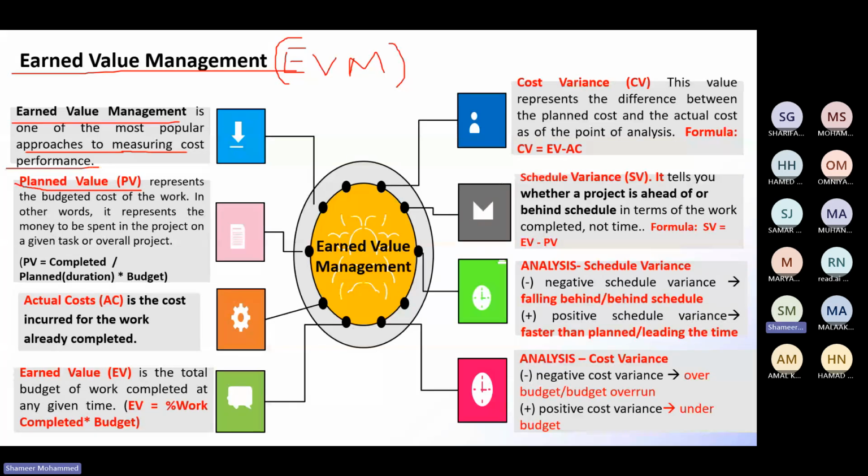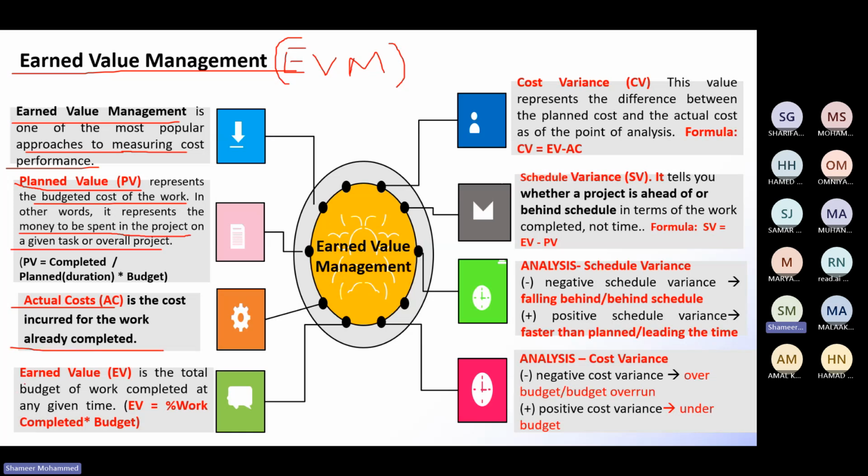Okay. So first one is called planned value. What it is, it represents the budgeted cost of the work. Yani how much money spent in the project on a given task or the overall project, how much amount of money you have spent. Next definition, actual cost, AC, cost incurred for the work already completed, right? This is the planned, this is the actual.